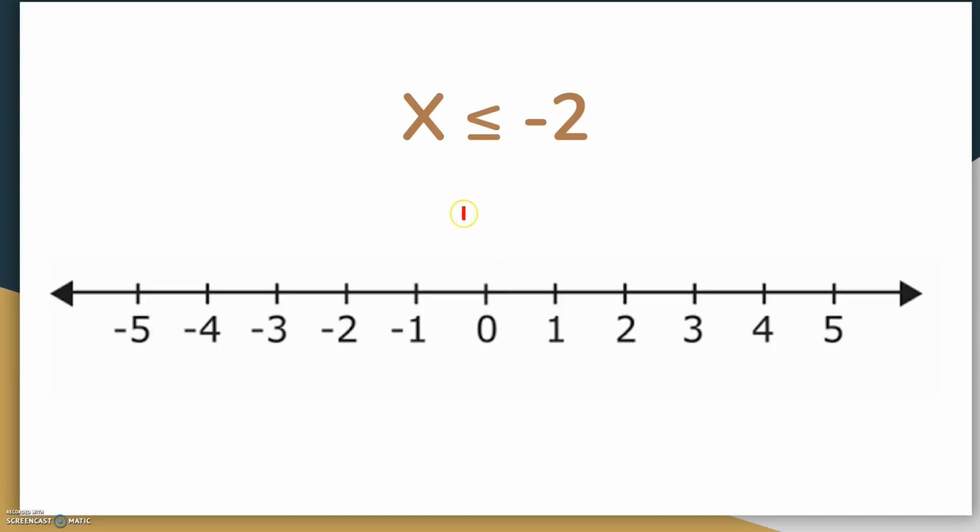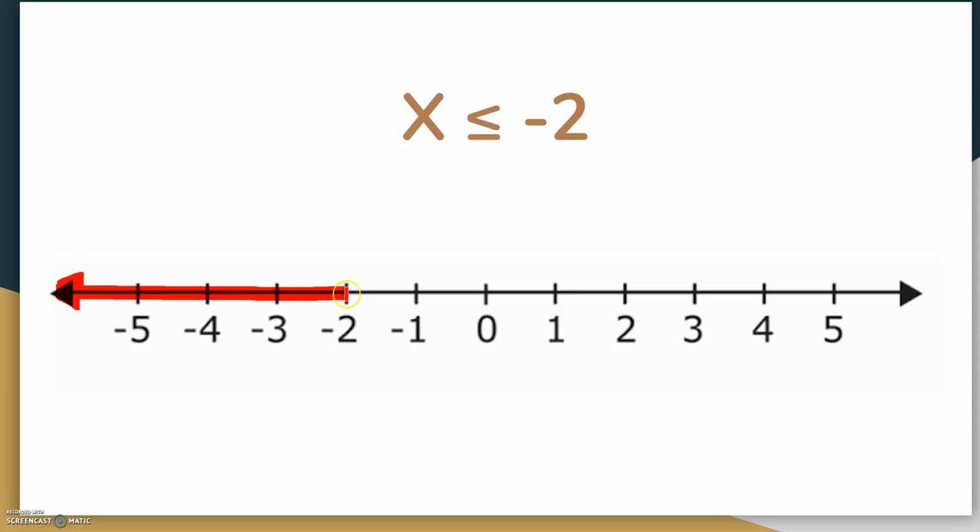Our final example, x is less than or equal to negative 2. We're going to go over to negative 2. We're going to look at a point to the left of negative 2 and plug that in for x. So let's look at negative 4. If we plug negative 4 in, negative 4 is less than or equal to negative 2. So we're going to plot our points to the left. So everything to the left will work as our x values.